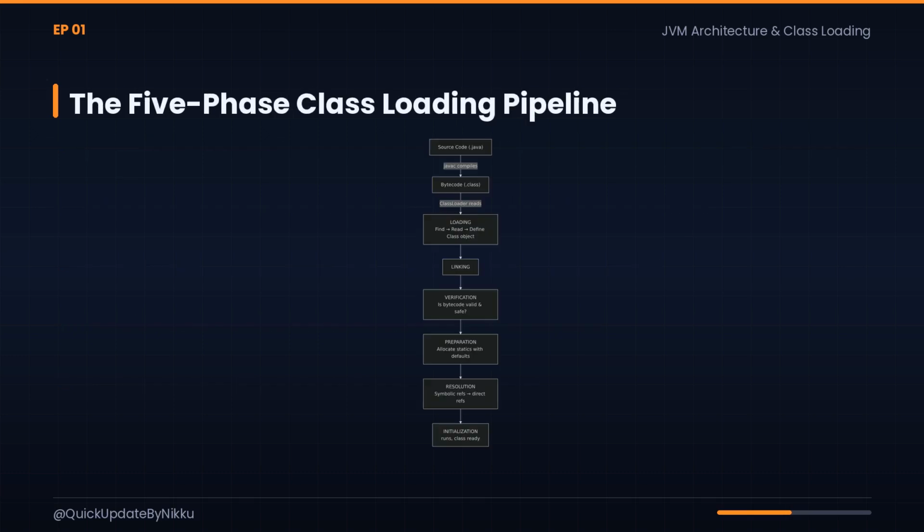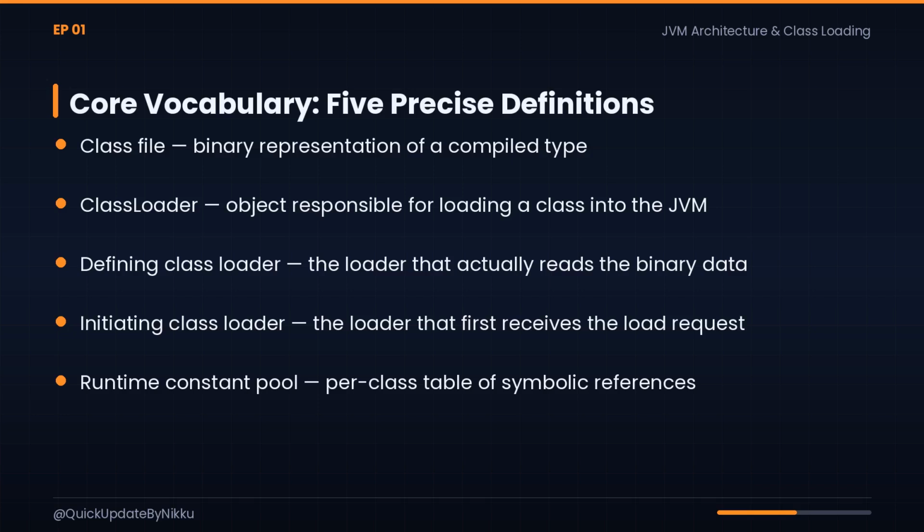This is the complete pipeline every class travels through before your code can use it. Loading finds and reads the binary data and creates the class object. Linking has 3 subphases. Verification confirms the bytecode is safe, preparation allocates static fields with their default values, and resolution converts symbolic references into direct memory references. Finally, initialization executes static initializers. By the end of this section you will be able to explain every one of these phases with precision. Imprecise vocabulary is the root cause of most confusion around class loading, so let us fix that now. A class file is simply the binary artifact produced by the compiler.